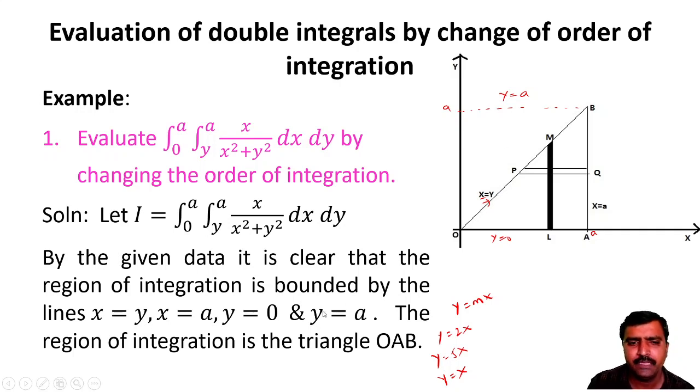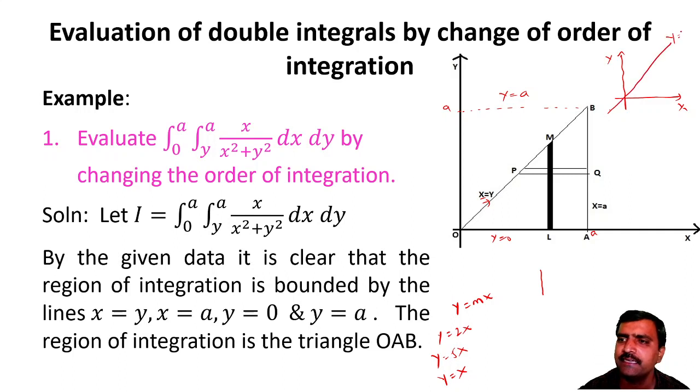Now see how it looks when we draw it. This is the x-axis and this is the y-axis, x and y. Y is equal to x is a straight line passing through the origin, making an angle of 45 degrees with the x-axis. X is equal to a is the straight line somewhere here. So the region is in between these two lines, so this much is the complete region.